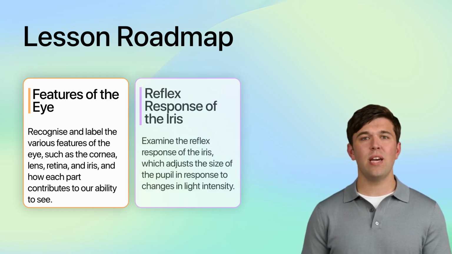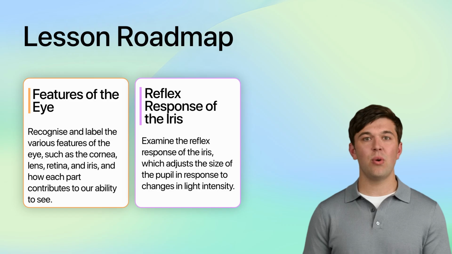We will also learn how to label these features on a diagram of the eye. Additionally, we will examine the reflex response of the iris, which adjusts the size of the pupil in response to changes in light intensity.